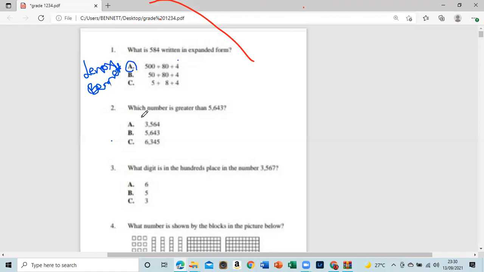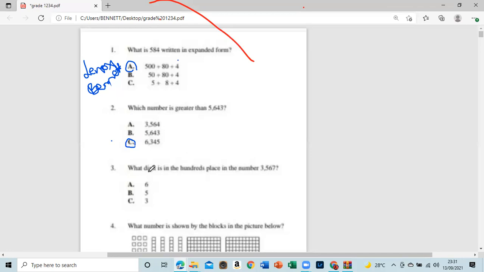Number 2. Which number is greater than 5,643? Is 3,564 greater than 5,643? No. Is 5,643 greater than 5,643? No, it's equal to it. So the answer would be 6,345. 6,000 is greater than 5,000.